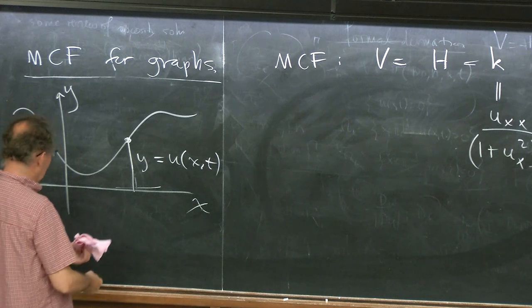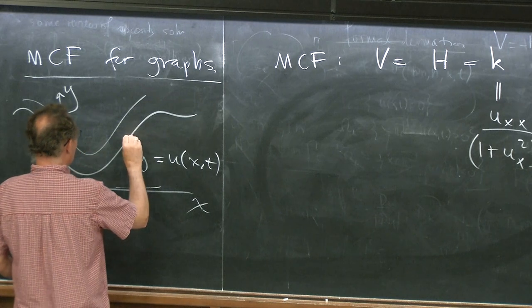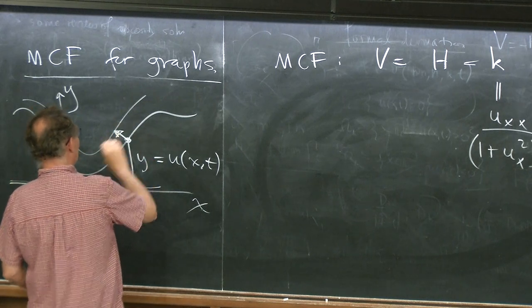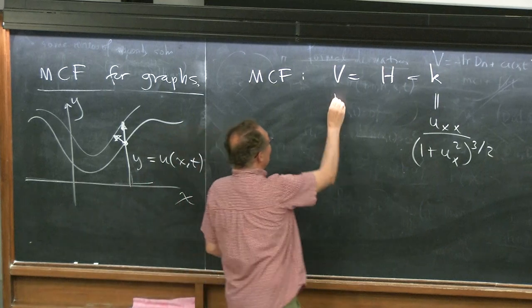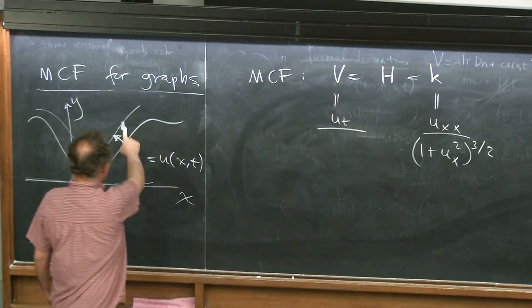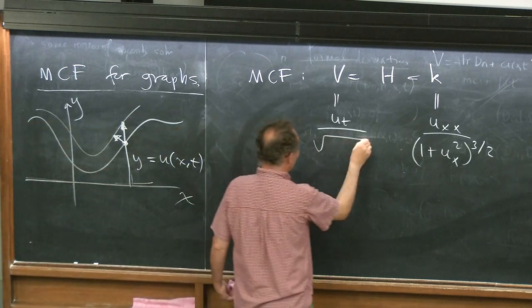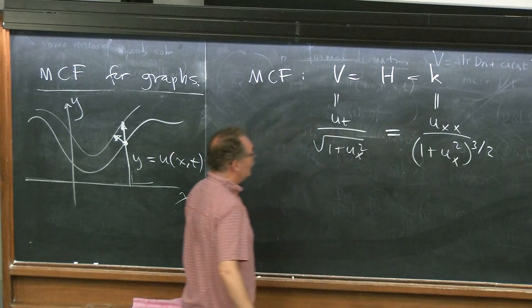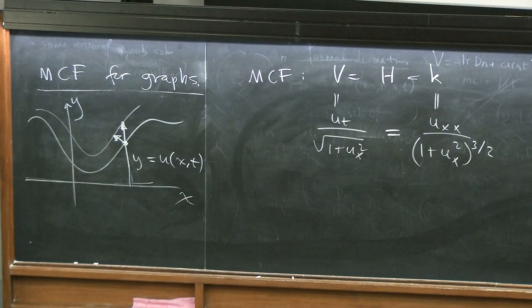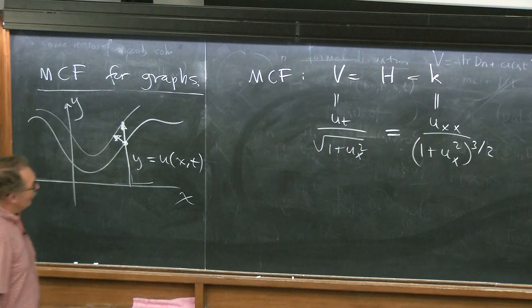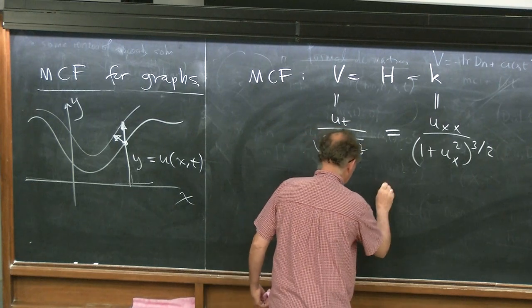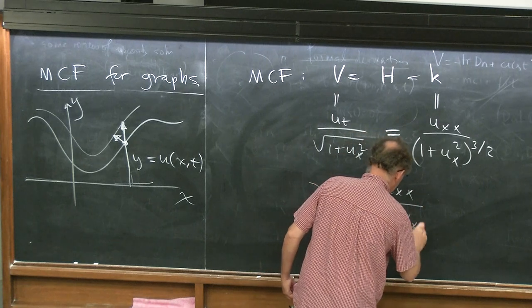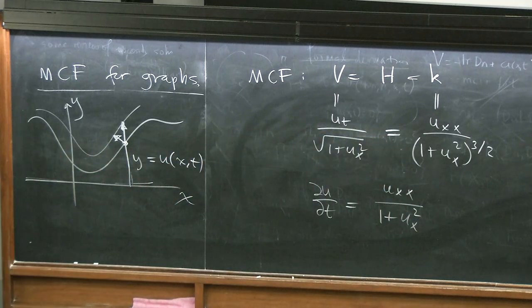Now what is the normal velocity? Well, if this thing is moving, a little later it'll be there, then the normal velocity would be this. But if you differentiate u with respect to time, you get that. So the normal velocity is the time derivative of u, but then you have to look at this little triangle that has the slope of the graph in it. And so u_t has to be equal to, so that's the equation for mean curvature flow for curves. So then you can cancel this against that. So that's the PDE that the solutions to curve shortening satisfy if they are graphs of functions.